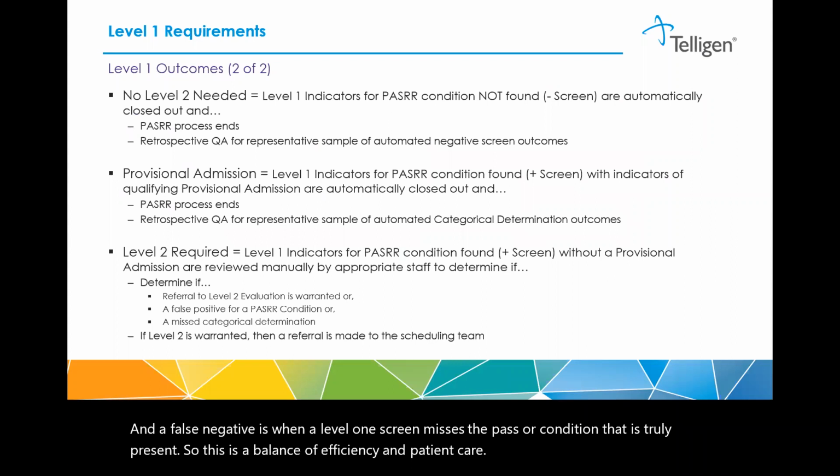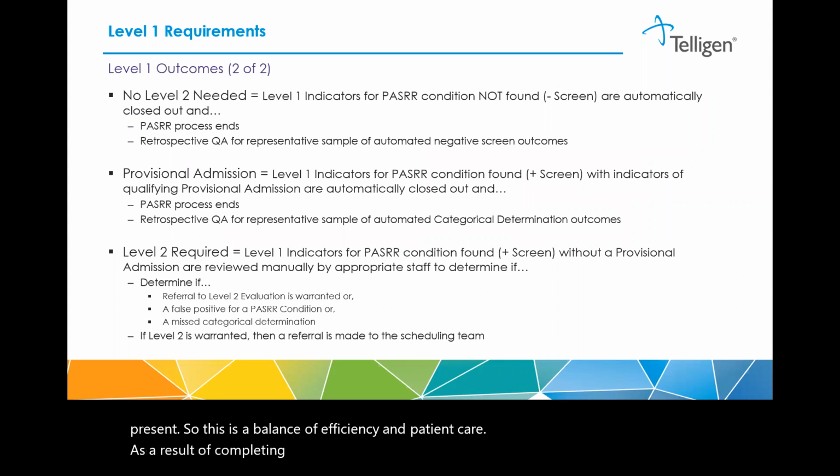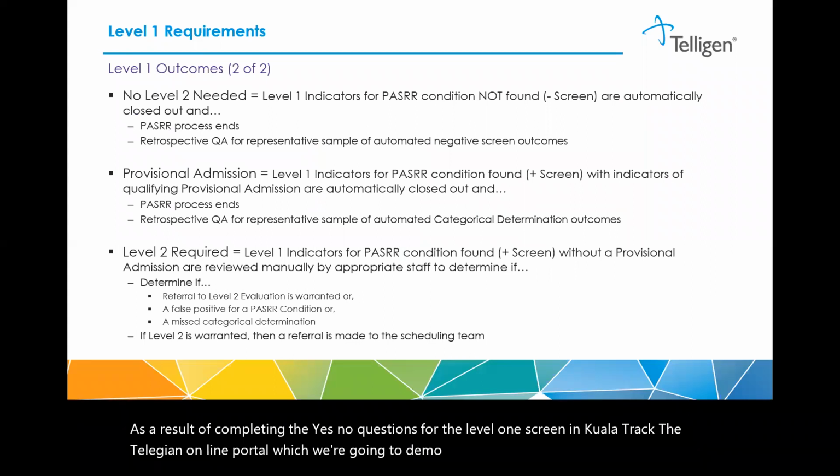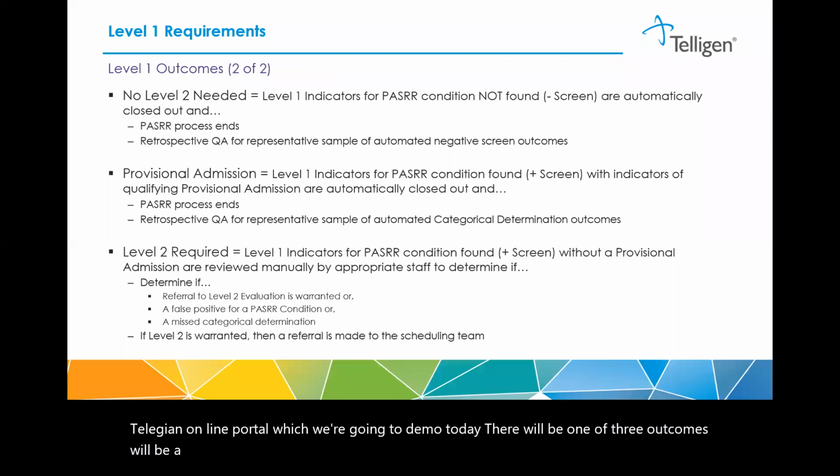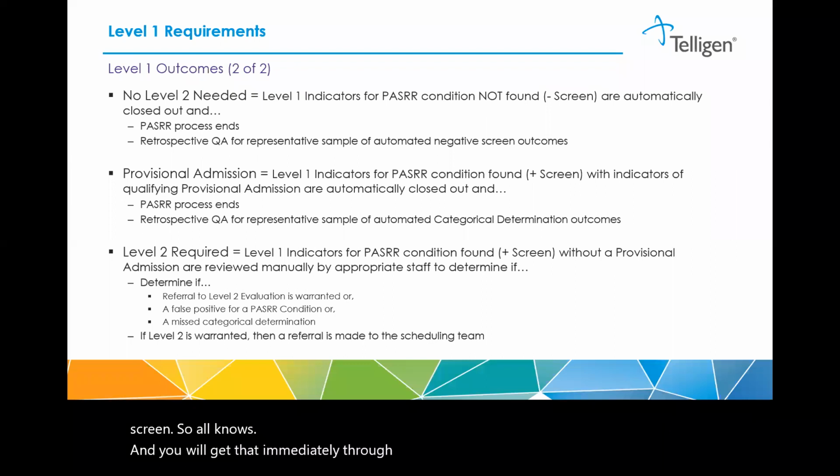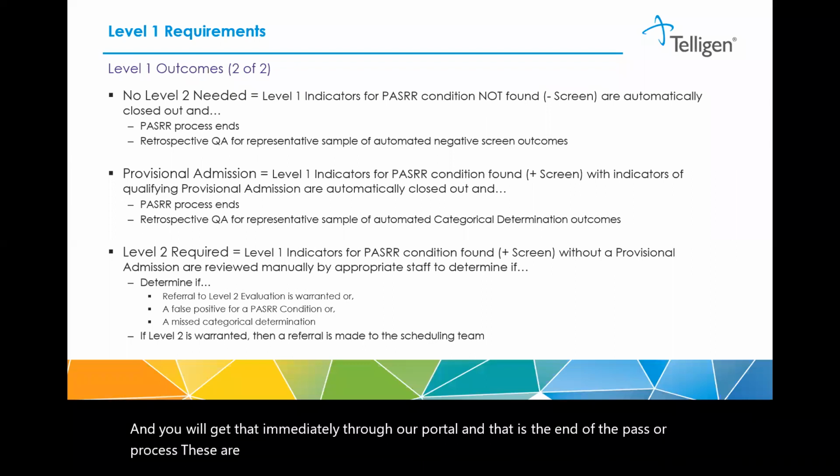As a result of completing the yes/no questions for the level one screen in Qualatrack, the Telligent online portal, which we're going to demo today, there will be one of three outcomes. There'll be a no level two needed, which is an automated outcome based on a negative screen, so all no's. You will get that immediately through our portal, and that is the end of the PASRR process. These are retrospectively QA'd to ensure the accuracy.